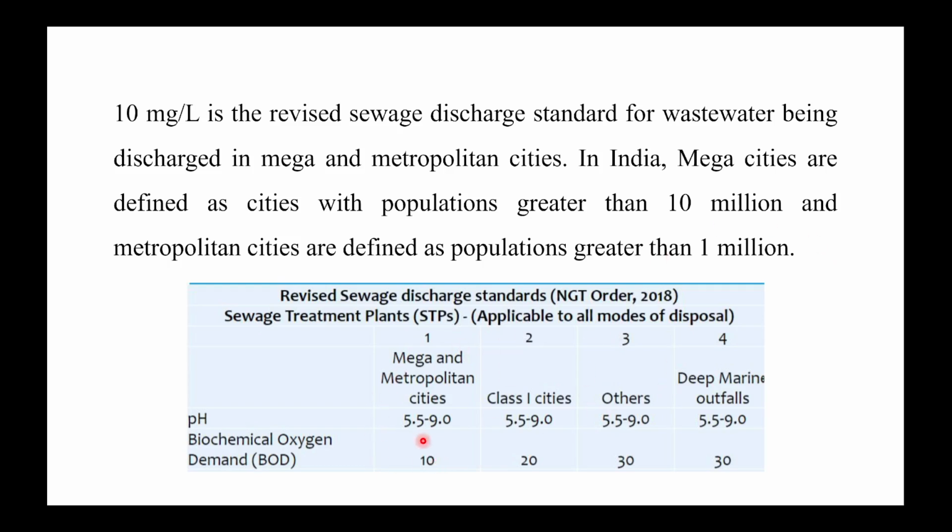Okay. So for mega and metropolitan cities, this is the BOD limit that can be released or discharged into the water bodies. In class 2, so there are different classes for the cities, right? So in the second category, you can see the range is slightly higher. Since more people are residing in these cities, mega and metropolitan cities, the limit has been reduced, and for the other areas, the limit has been decided based on the population. Okay.